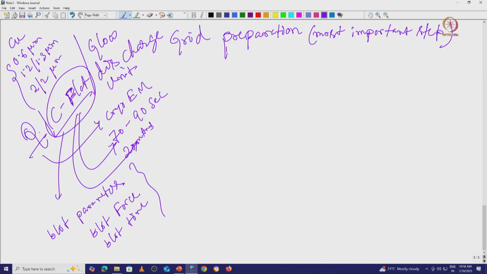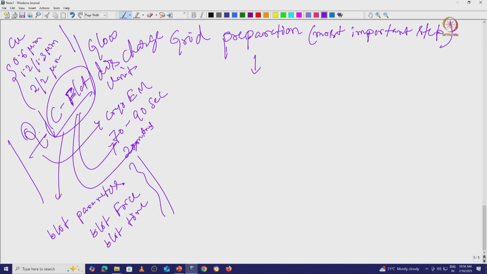Those are the parts we have to be very careful about: what types of grids we are using, what type of glow discharge parameters we are using, what type of blotting parameters we are using. And if for any particular sample these things are optimized, we don't want to change them again.